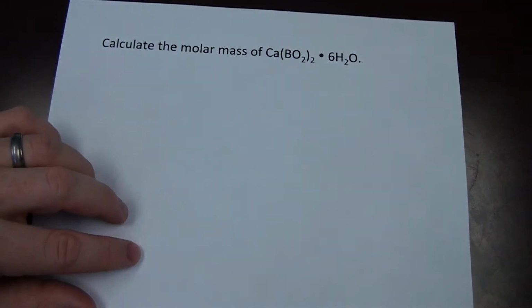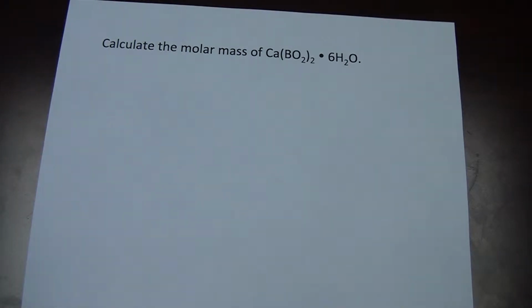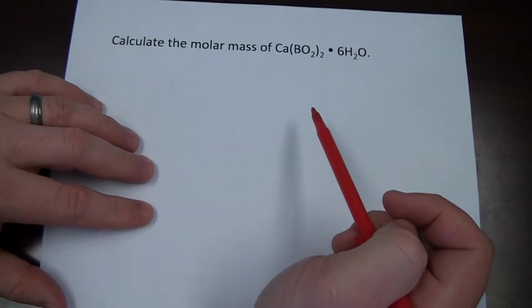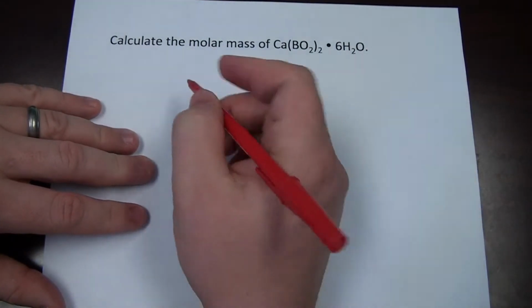Let's do, just like before, a little bit more complicated one. Calculate the mass of Ca(BO2)2·6H2O, or calcium borate hexahydrate. Same process again. Figure out how many atoms we have of each, times the molar mass.